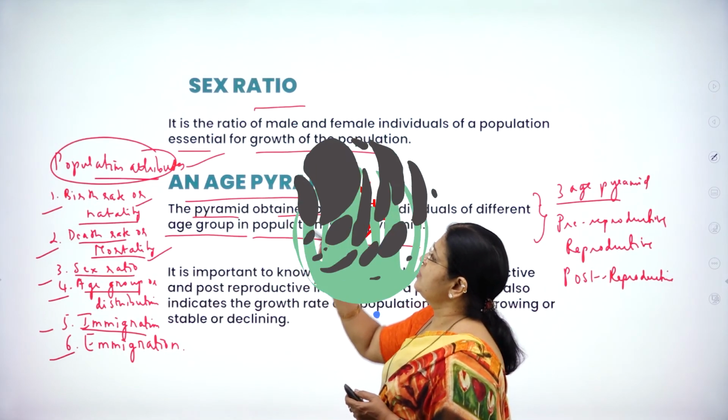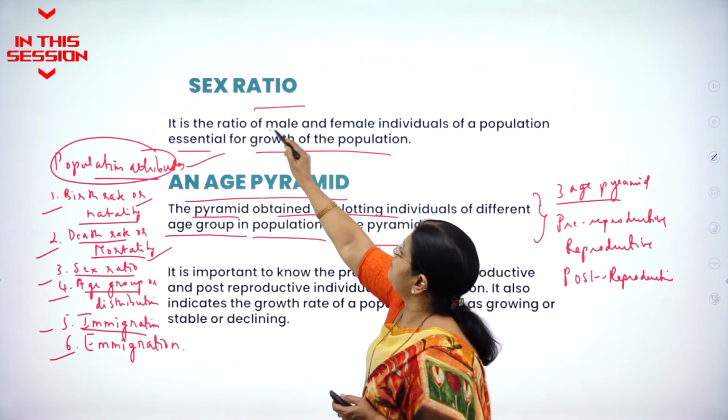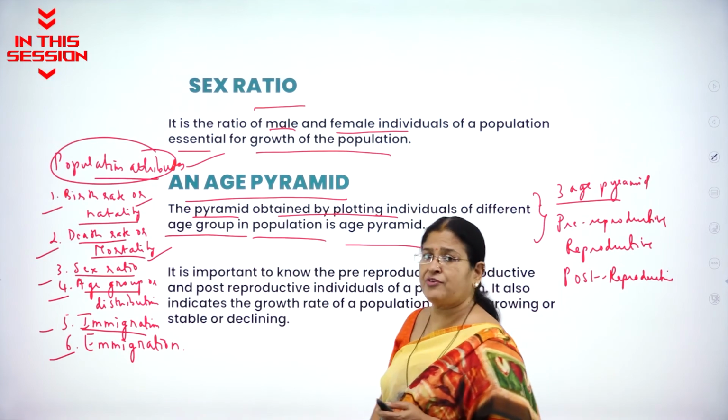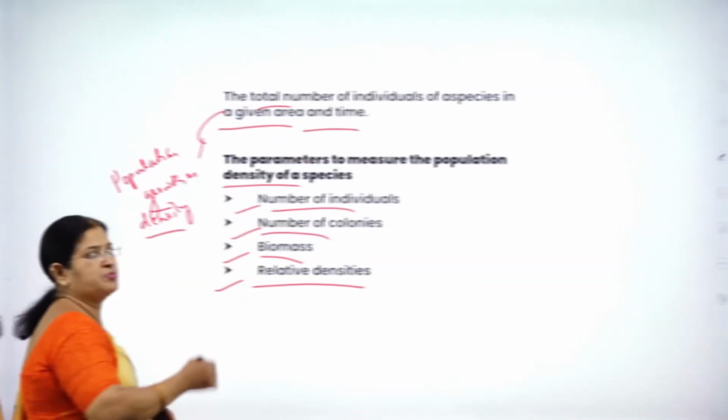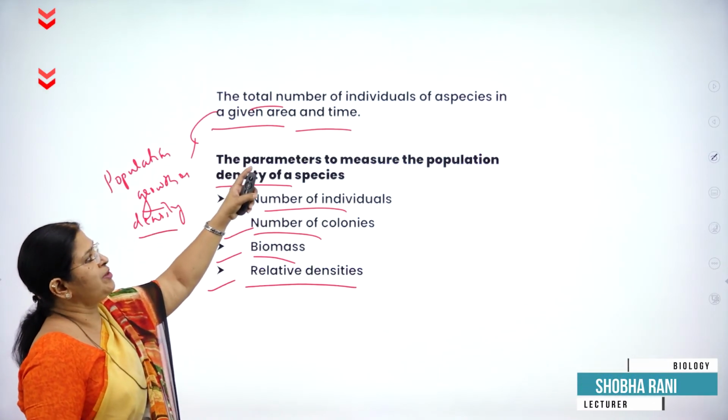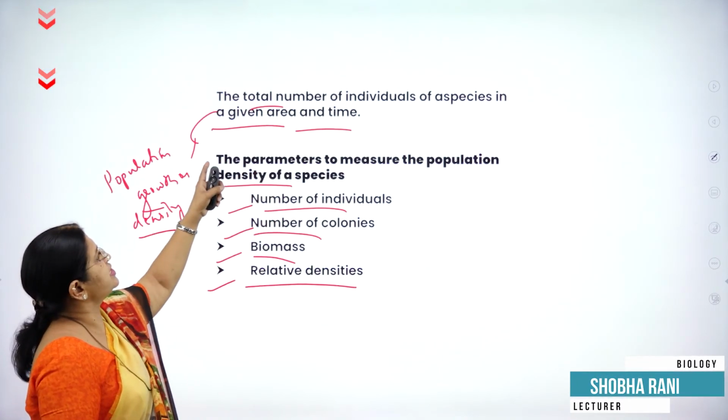Population attributes, which is nothing but the ratio of the male and the female individuals of a population, which is very much essential for the growth of the population. What is population density? The total number of individuals of a species in a given area and time.